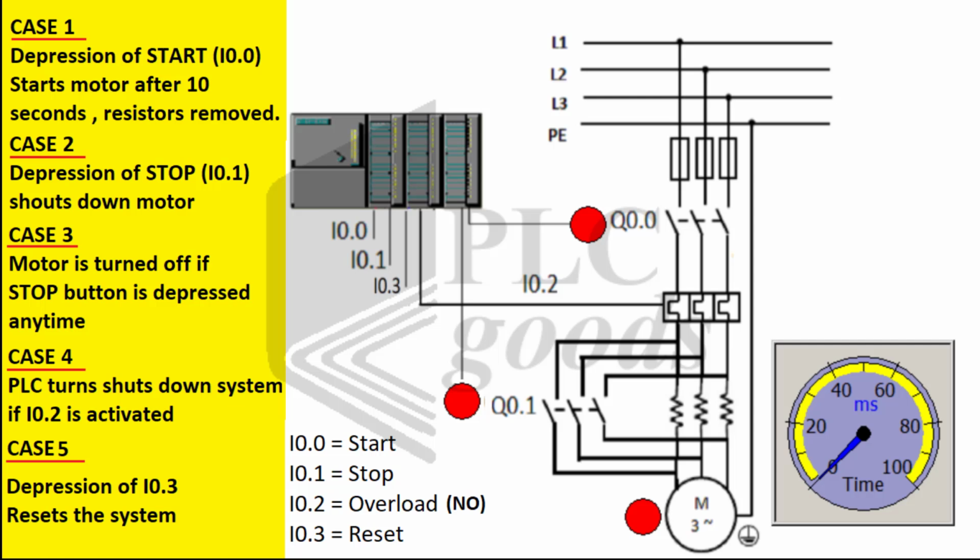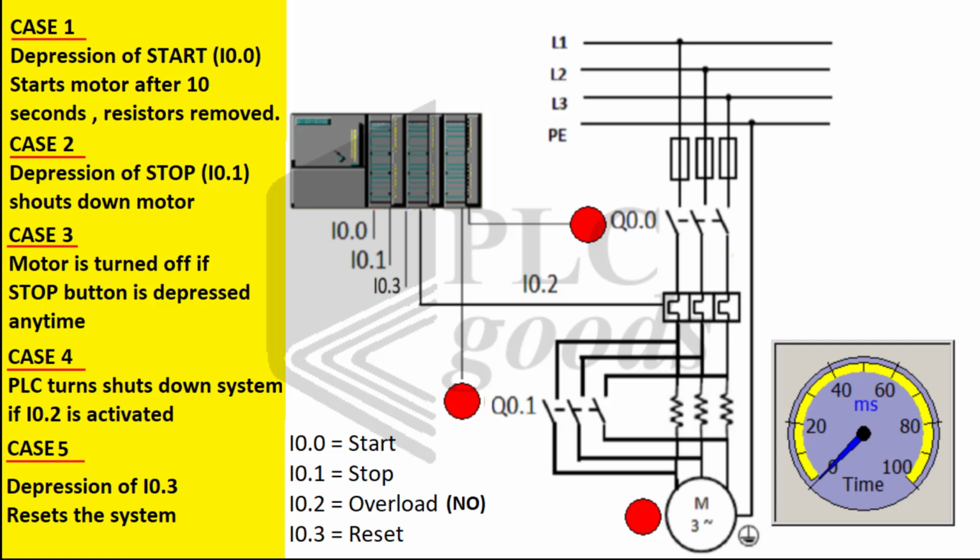After a delay of 10 seconds, the resistor circuit is removed, which causes the motor to continue running with normal supply current. Case 2. Depression of the stop or input I0.1 push button shuts down the motor. Case 3. If before the elapse of 10 seconds, a stop button or I0.1 is depressed, output Q0.0 turns off right away.